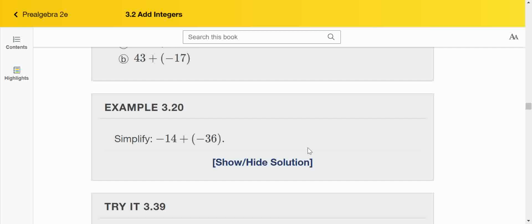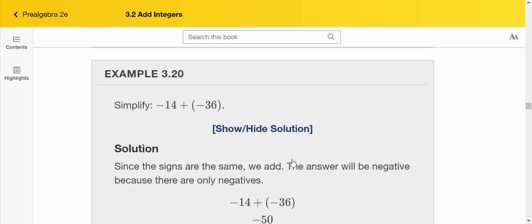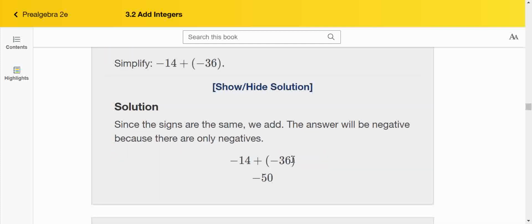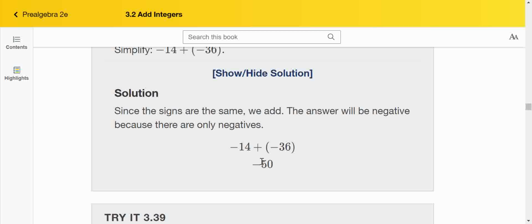Example 3.20. Simplify minus 14 plus minus 36. Solution. Since the signs are the same, we add. The answer will be negative because there are only negatives. Minus 14 plus minus 36 is minus 50.